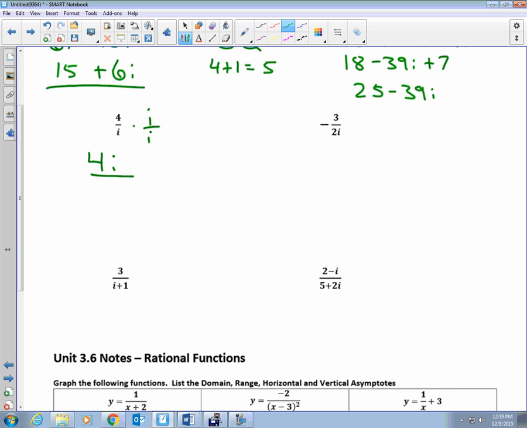So, yep. And then i times i is -1. So you end up with negative 4i. So 4 divided by i is negative 4i.